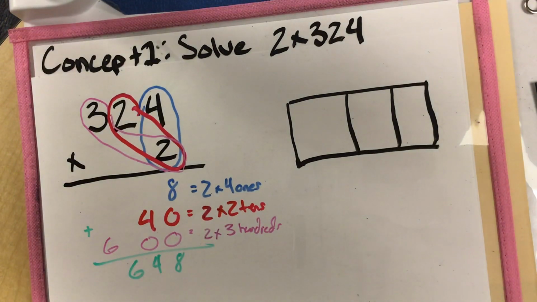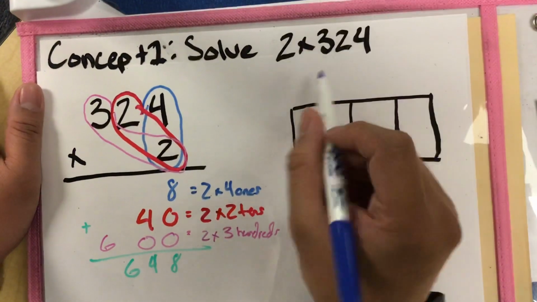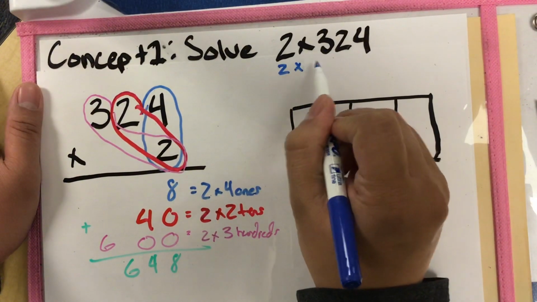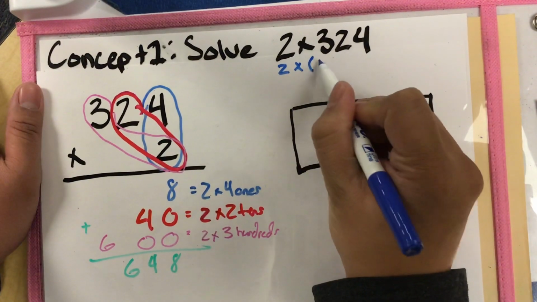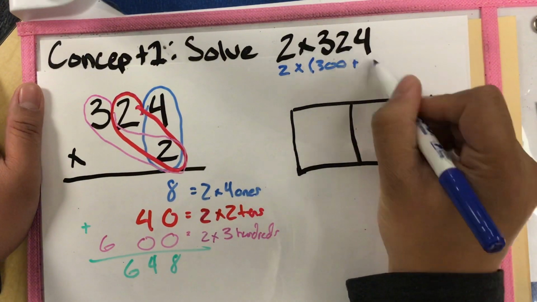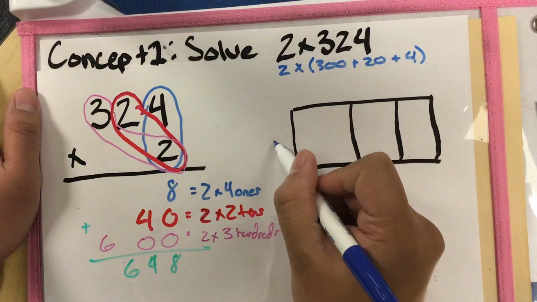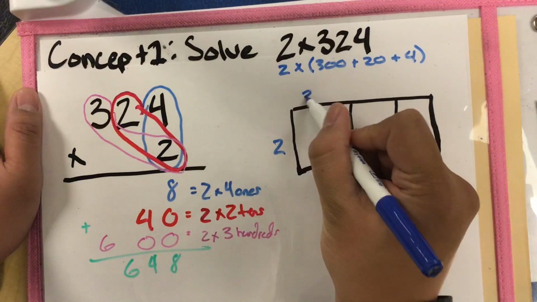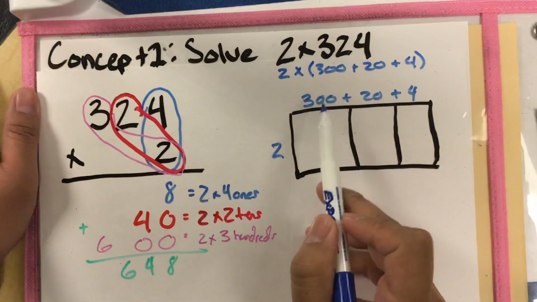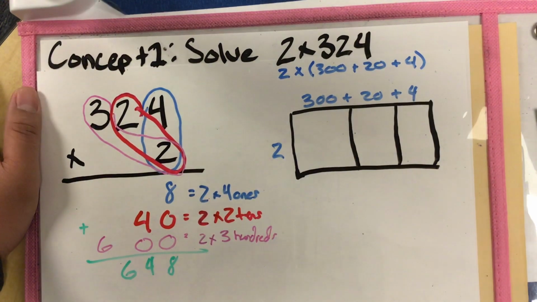Now, Mr. Ray, how does that work with an area model? Well, great question. Remember, we want to start off with writing each of these in their unit, or expanded form. So our 2 is still by itself because there's only one of them. Then we have 2 times 3 hundreds, because there's 3 hundreds right there, plus 2 tens is 20, plus 4. So on an area model, we're going to show 2 times 300 plus 20 plus 4. Notice how the expanded form is right here on the top part of our area model.